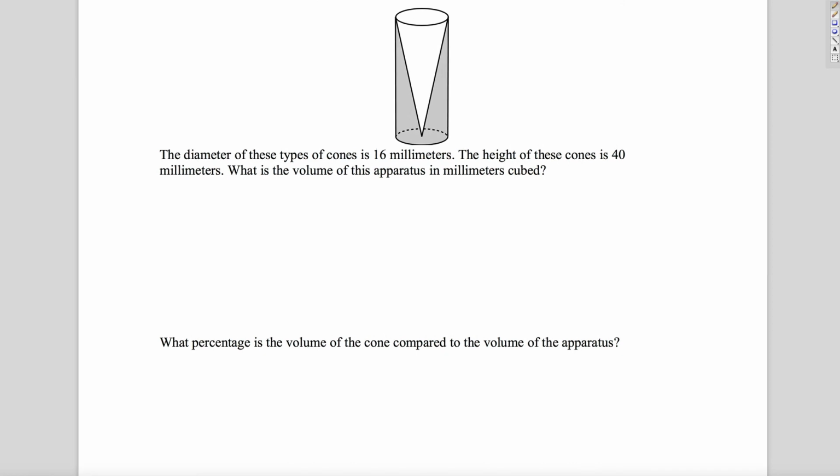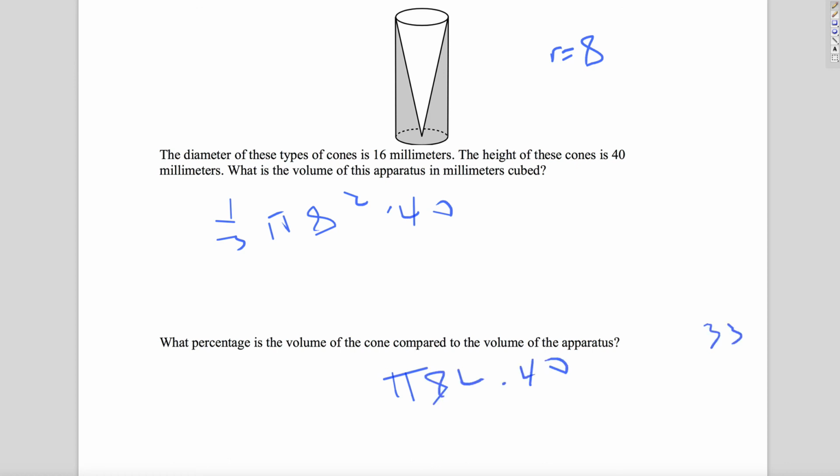This guy here, the diameter of the cone is 16, so radius equals 8, the height is 40, what is the volume? So it's 1/3 pi 8 squared h, 6 times 40, and then what percentage is it compared to the volume of the apparatus? Well, the apparatus's formula is pi 8 squared times 40, no 1/3, so it's 33%.